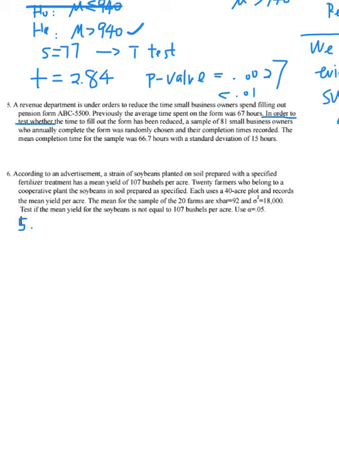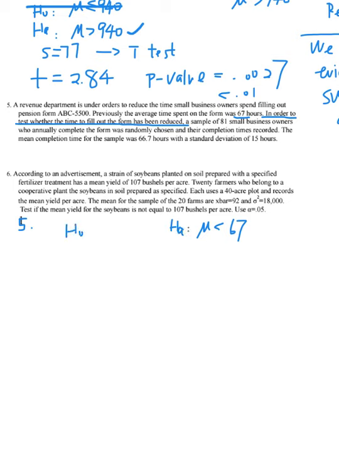In order to test whether the time to fill out the form has been reduced, okay, has been reduced. Previously, the average time is 67 hours. It has been reduced. That means now we have less than 67 hours. So we want to test this claim: the average time to fill the form is less than 67 hours. Right? So this one we don't have equal, so this one will be our HA.